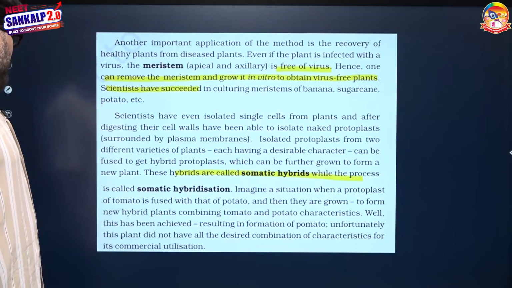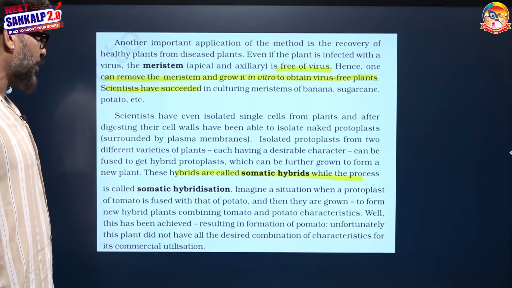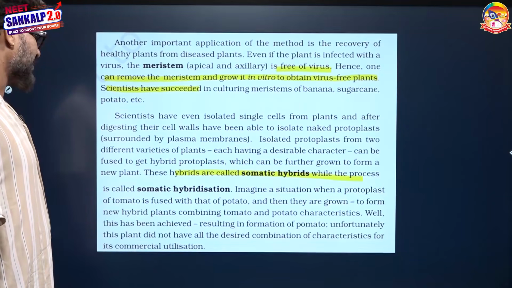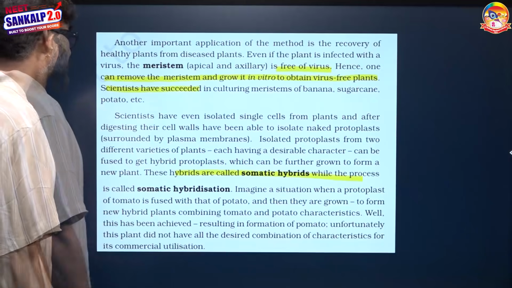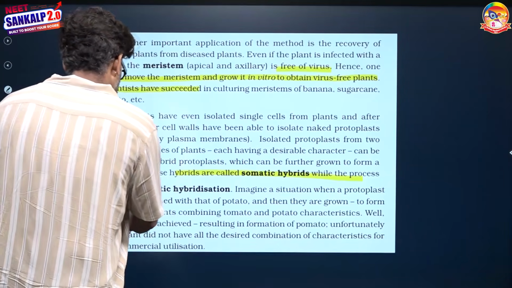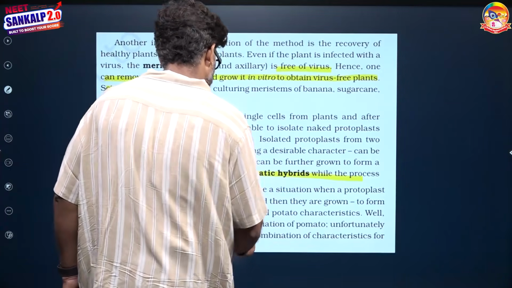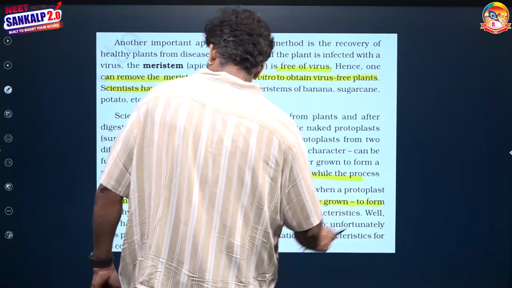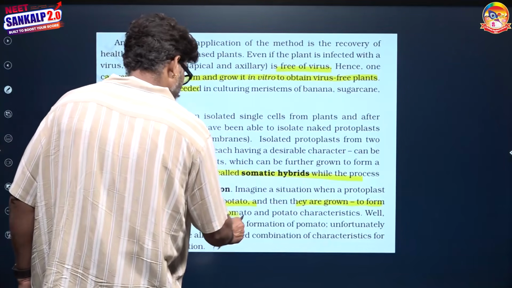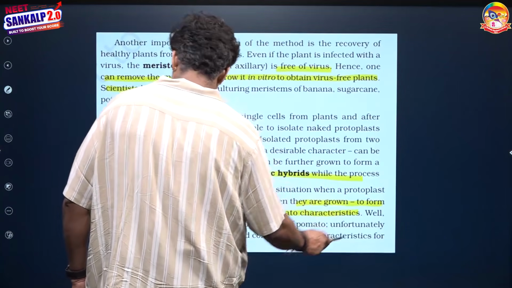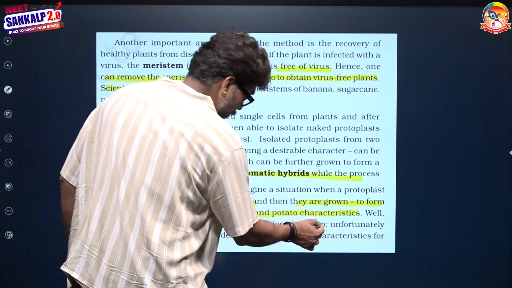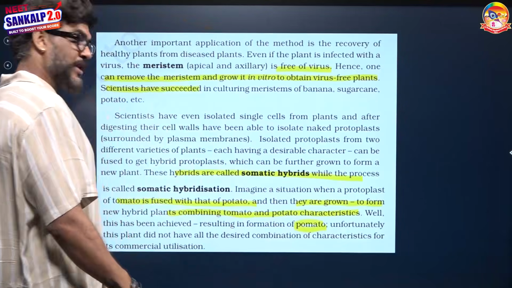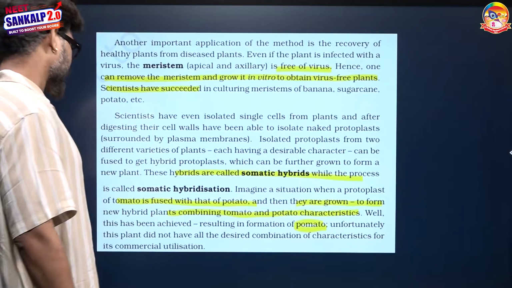Imagine a situation when a protoplast of tomato is fused with potato, then we know what will arise. That would be potato plus tomato. So the protoplast of tomato is fused with the protoplast of potato, and then they are grown to form new hybrid plants containing tomato and potato characteristics. Well, this has been achieved, resulting in the formation of pomato, potato plus tomato. Similarly, brinjal plus tomato, bomato.